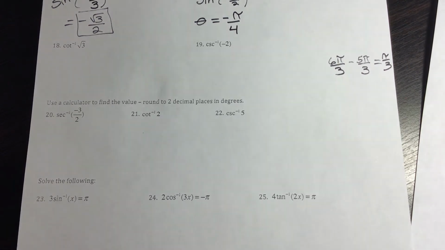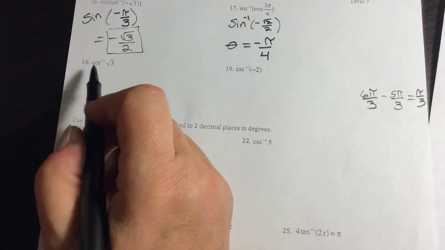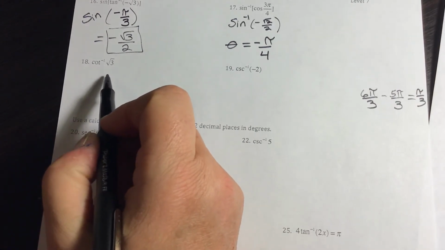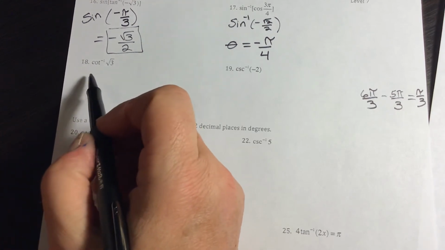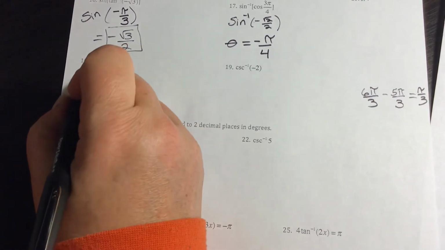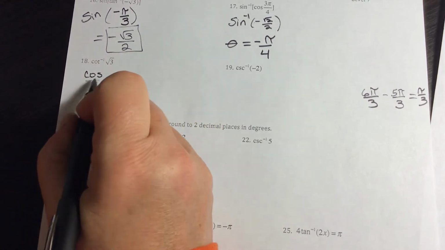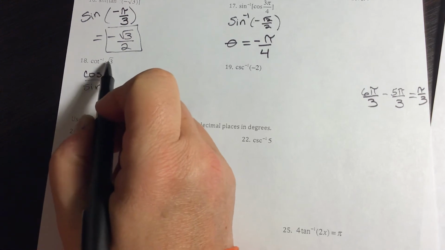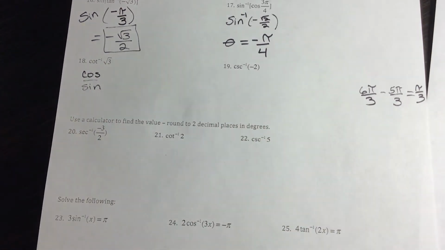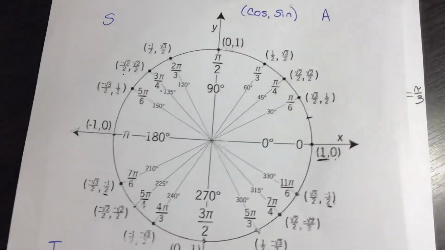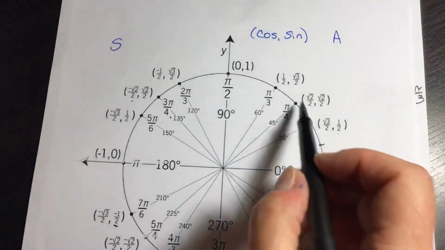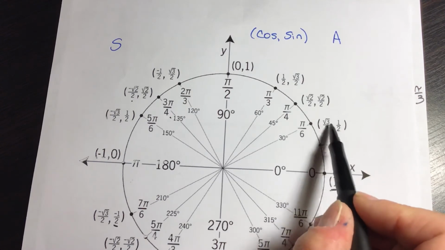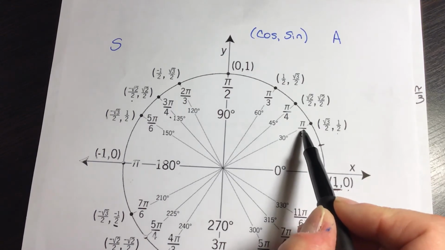Number 18, I want the inverse cotangent of square root of 3. Now, cotangent I'm going to think of in terms of cosine over sine. And I know I want a square root of 3 here. So if I look for the cosine value, and that's a positive value, so it's going to be in quadrant 1, that has a square root of 3, for cosine, it would be pi over 6.